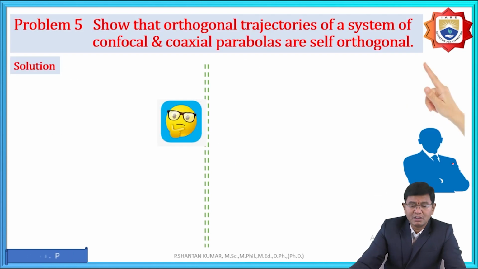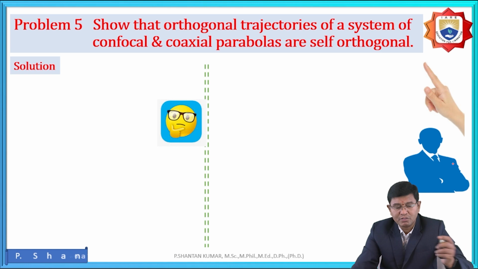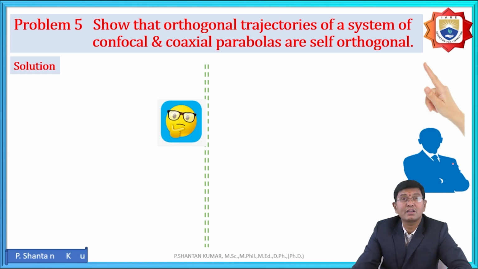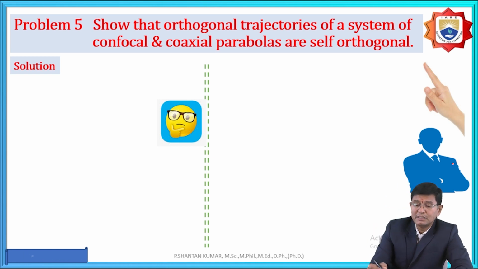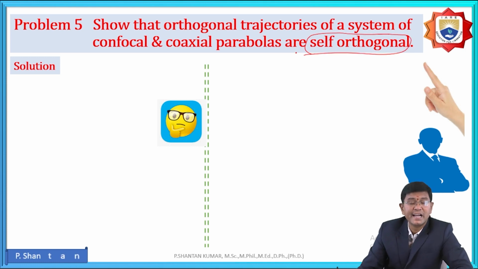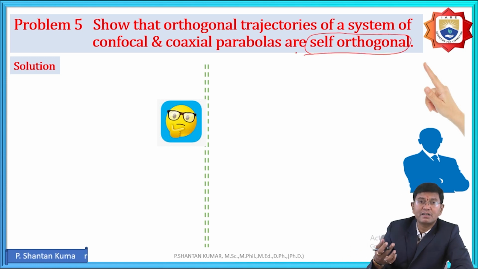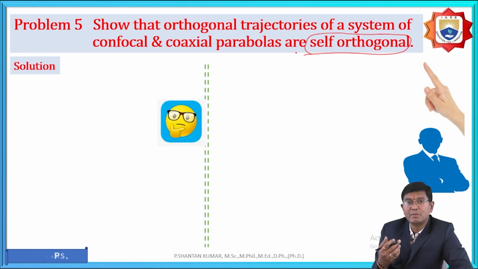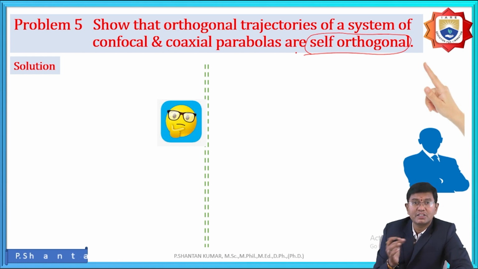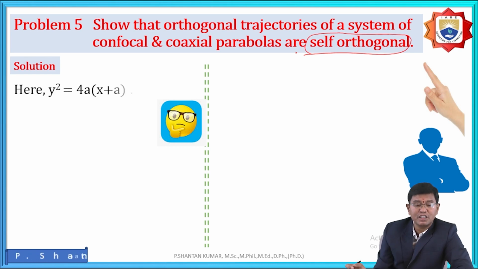The next one: show that the orthogonal trajectory of a system of confocal and coaxial parabolas are self-orthogonal. Here the problem is based upon self-orthogonality. Self-orthogonal means, as we know, that after the formation of the differential equation, we replace it with the orthogonal and we get the same given differential equation. But we need to understand what the given equation is. Here directly the equation is not given.